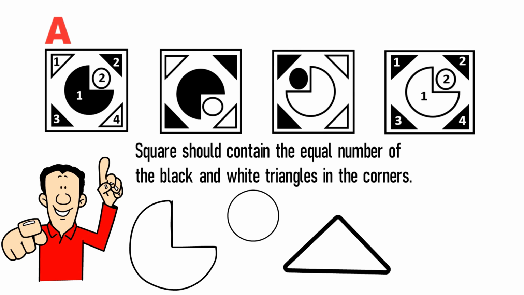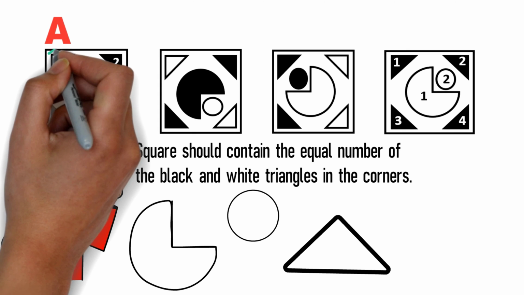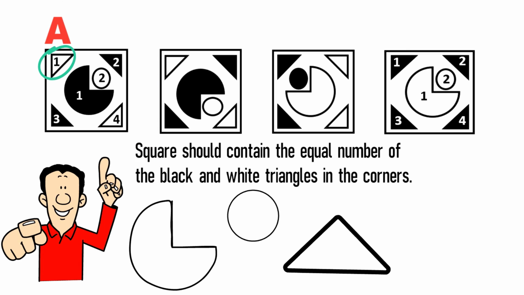Triangles in the square A are positioned diagonally across each other. White triangles are located in the upper left corner and in the bottom right corner, and black triangles are located in the bottom left corner and in the upper right corner. You can see that the same pattern exists in the shape B, 2 white triangles and then 2 black triangles, and in the shape C, 2 black triangles on the left and 2 white triangles on the right. But if we look at the choice D, you see that there are 4 black triangles in the corners.